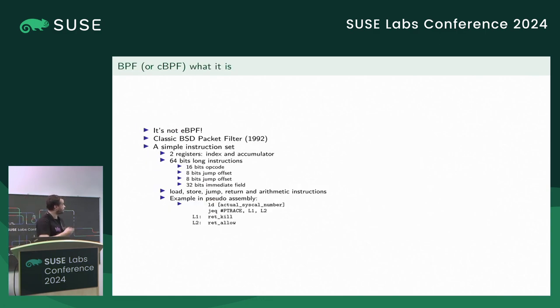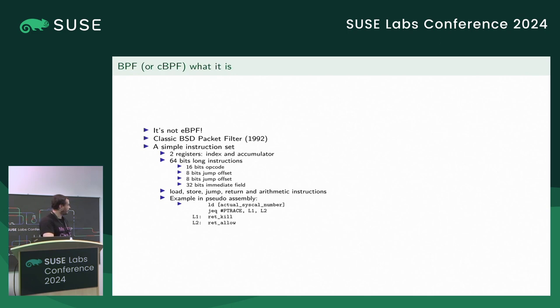Let's go further, cBPF. It's not eBPF, as I mentioned. It's the original implementation that was made for the BSD packet filter. It's almost as old as the kernel itself. It's from 1992. It's a kind of bytecode, a simple instruction set. It has only two registers. The instructions are 64 bits long.